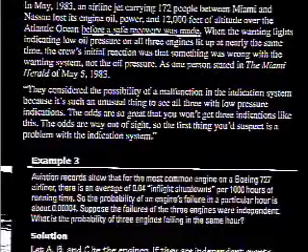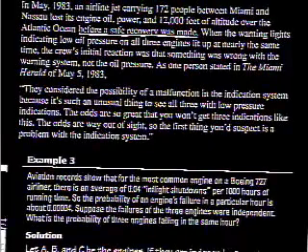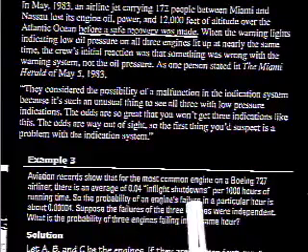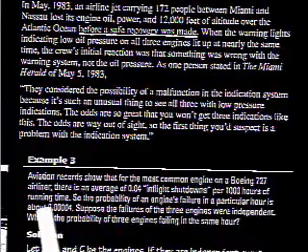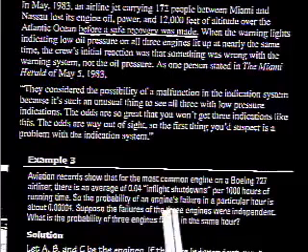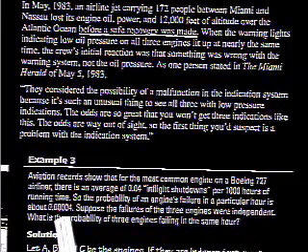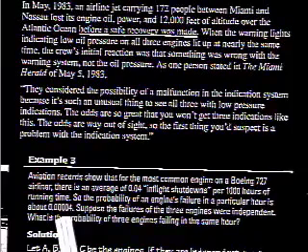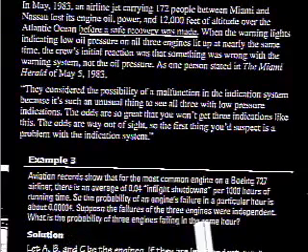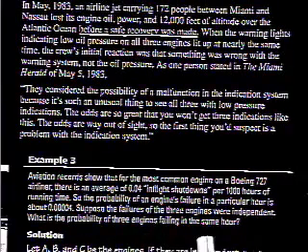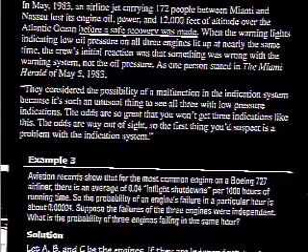Aviation records show that for the most common engine on a Boeing 727 airliner, there is an average of 0.04 in-flight shutdowns per 1,000 hours of running time. So the probability of an engine's failure in a particular hour is about 0.00004. Not very likely. Suppose the failures of the three engines were independent. What is the probability of the three engines failing in the same hour?